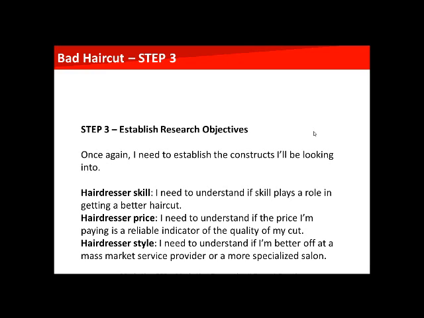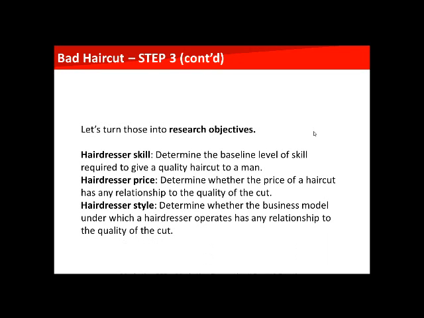Once again, I need to establish the constructs I'll be looking into. So 3 things that I might consider would be the skill of the hairdresser, the price that the hairdresser is charging, and sometimes that's a good surrogate for quality, by the way. Sometimes if you look at what you're paying for something, it tells you whether or not it's of a good quality or not. And then I also need to look at the style that the hairdresser is using. And I might be better off at a more specialized salon than the mass market service provider that I've been going to. I might be better off at a barber shop. I might be better off finding someone that just likes to cut hair in their spare time. There are different options that I need to consider.